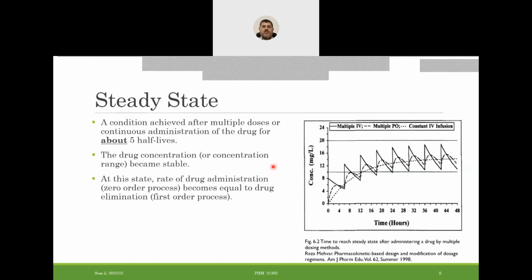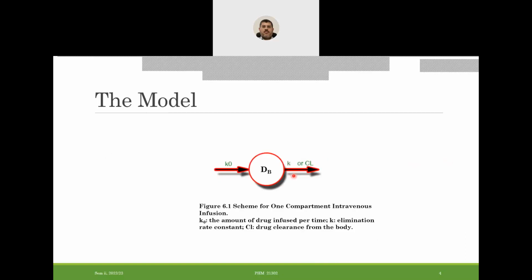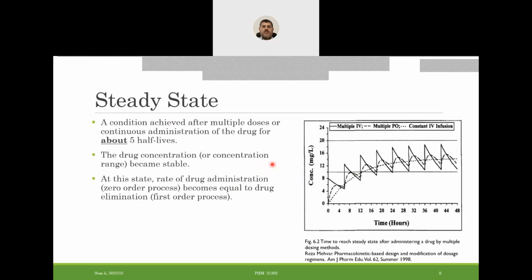Till we reach a certain point when the rate of elimination is equal to the rate of administration, then we call this a steady state. If the two rates are equal, in equals out, what happens to the amount of drug in the body? Increase, or become stable? Becomes stable. What happens to concentration in plasma? Becomes stable. So we call it steady. Steady means stable, doesn't change.